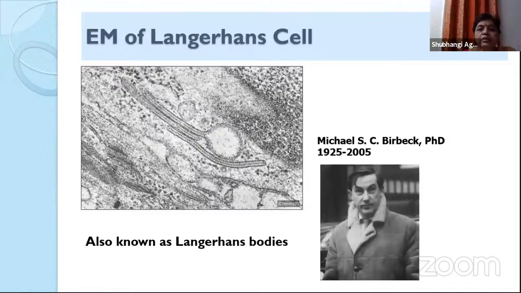And this is the electron microscopy of the Langerhans cell. This is the racket-shaped granules which are present in the cytoplasm of the Langerhans cells. These granules are named after Michael Birbeck, who discovered them in the Langerhans cells, and these are known as Birbeck granules. This is diagnostic of Langerhans cells, and electron microscopy confirms the diagnosis of Langerhans cell histiocytosis. These Langerhans cells, these Birbeck granules, are also known as Langerhans bodies, which are named after the Langerhans.